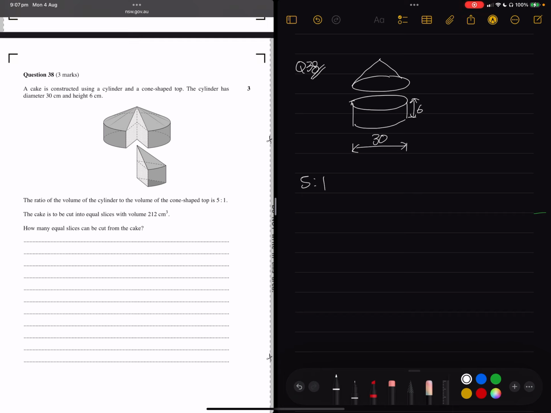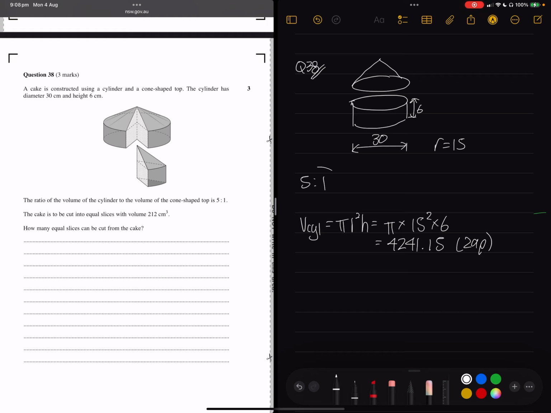All right. Well, the only thing we can find the volume of is the cylinder. So let's do that first. So volume of a cylinder is equal to pi r squared h. So the radius here will be 15. So we want pi times 15 squared times 6. And I'm going to decimal approximate this. Pi times 15 squared times 6 is 4241.15. Two decimal places should be fine for this question.